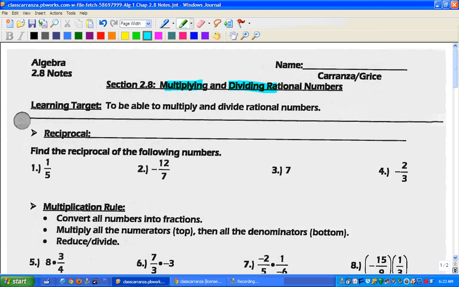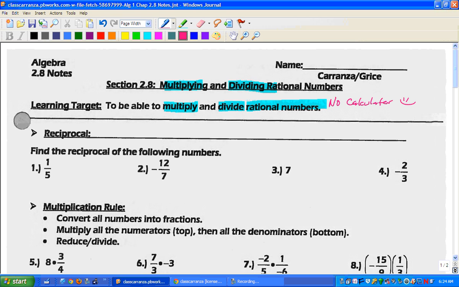Today we're going to be talking about section 2.8, multiplying and dividing real numbers. So after today we should be able to multiply and divide rational numbers, and today we're going to be doing this without a calculator. I know you guys are super excited about that.